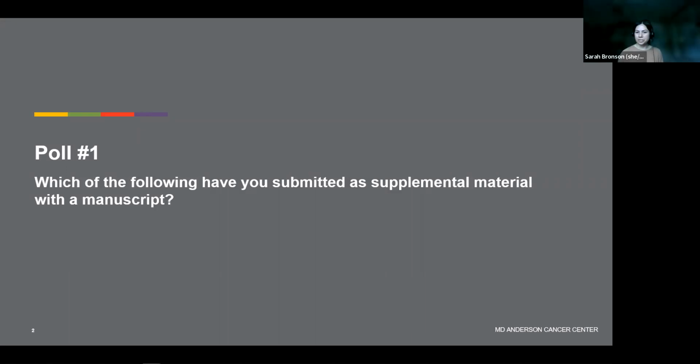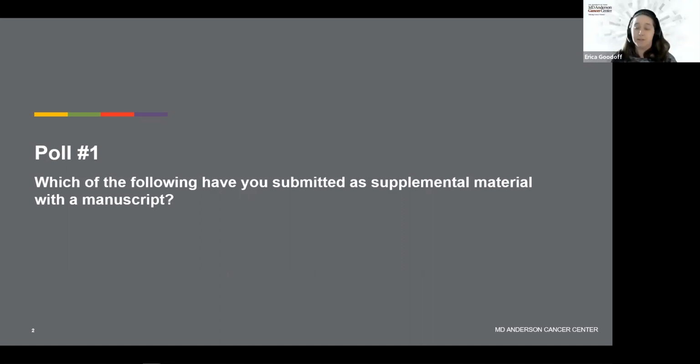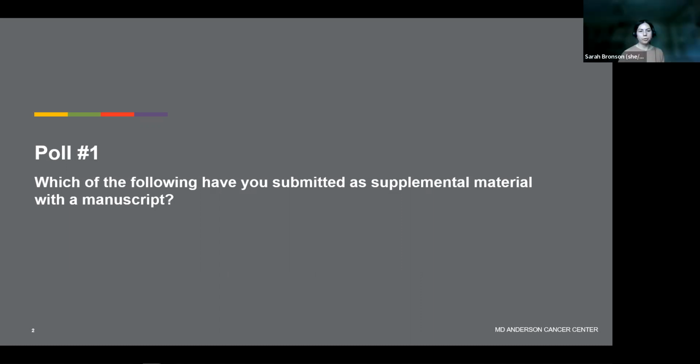Hi. All right, so we're just going to start with a poll of what kinds of things you have submitted over the course of submitting manuscripts to journals. What have you used as supplemental material? We need to launch that. There we go. Pick any of these that you've submitted as supplemental materials. We'll just give you a few minutes to respond to that. Yes, and you can pick more than one.